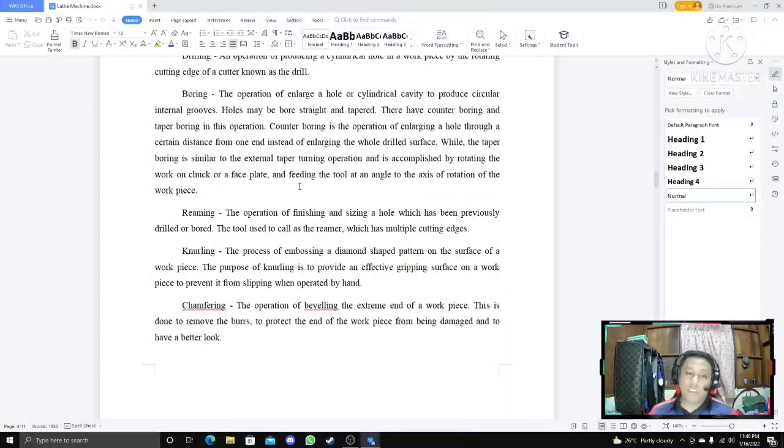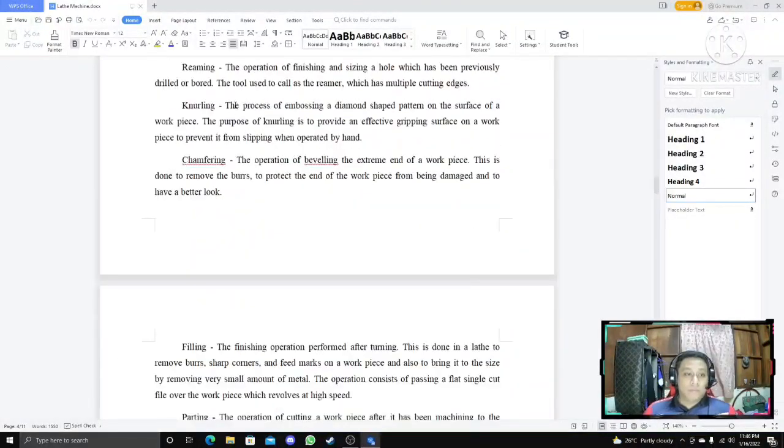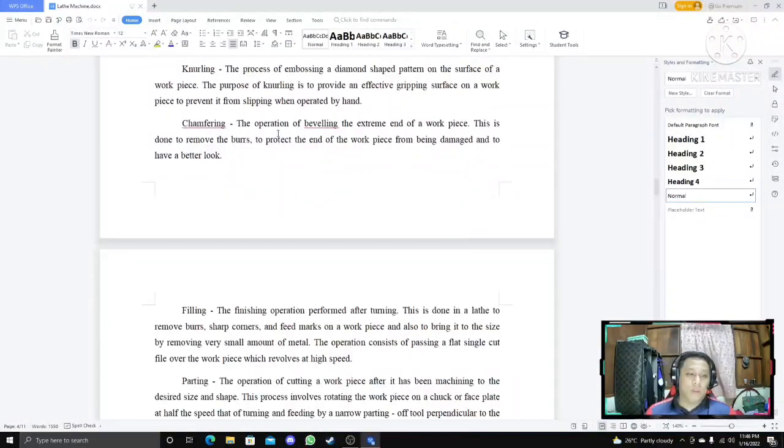Knurling is the process of embossing a diamond-shaped pattern on the surface of the workpiece. The purpose of knurling is to provide an effective gripping surface on a workpiece to prevent it from slipping when operated by hand. Chamfering is the operation of beveling the extreme end of a workpiece.